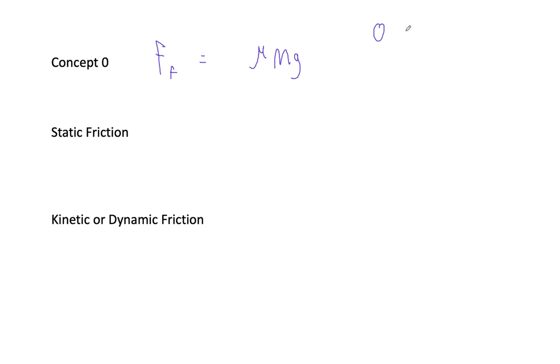The coefficient is 0 to 1, right? So 0 would be frictionless. 1 would be you have to exert a force as big as the weight to slide it across a surface. And that's like rubber tennis shoes across a clean gym floor would be close to 1. So anyway, that's concept 0, right?